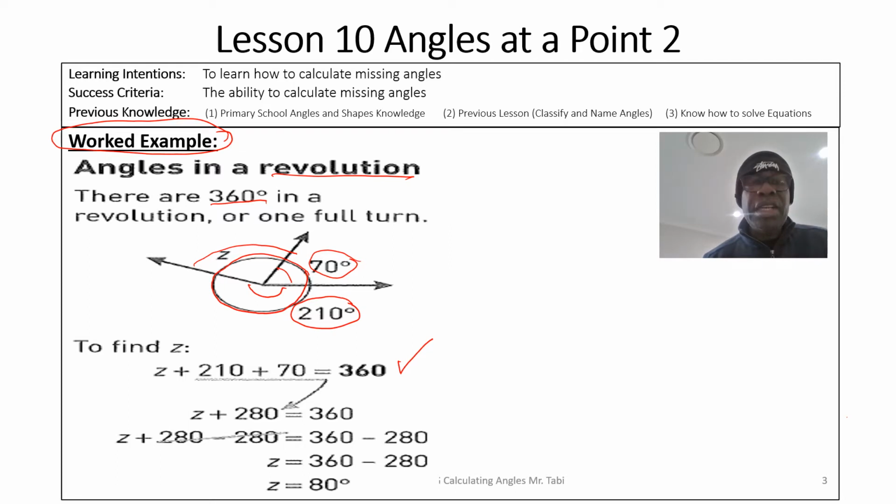210 plus 70 gives you 280. So Z plus 280 equals 360. And at this point, because it is plus, we use the inverse, which is minus 280 and minus 280 on both sides. 280 minus 280 will give you 0. Z plus 0 is still Z. And you have 360 minus 280, and that gives you 80 degrees. So Z equals 80 degrees. Pretty straightforward.